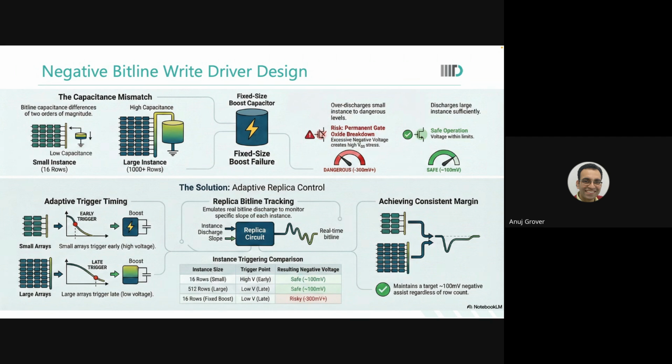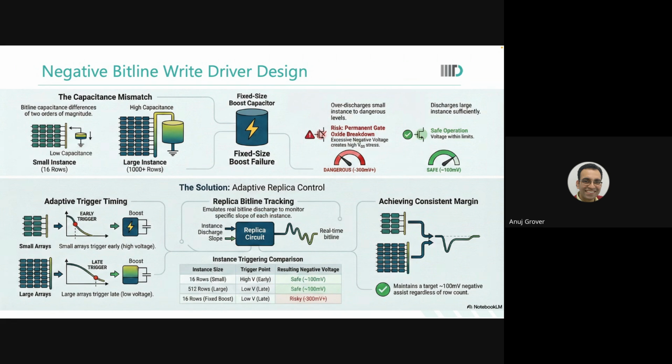My time of trigger has to be determined by how much charge I still have on my bit line and the size of the bit line. If the size of the bit line is large, I want much lesser charge on the bit line. If the size of my tank is small, I would rather have a higher level of charge there, and that is why I will trigger it much earlier. Are you able to see this?